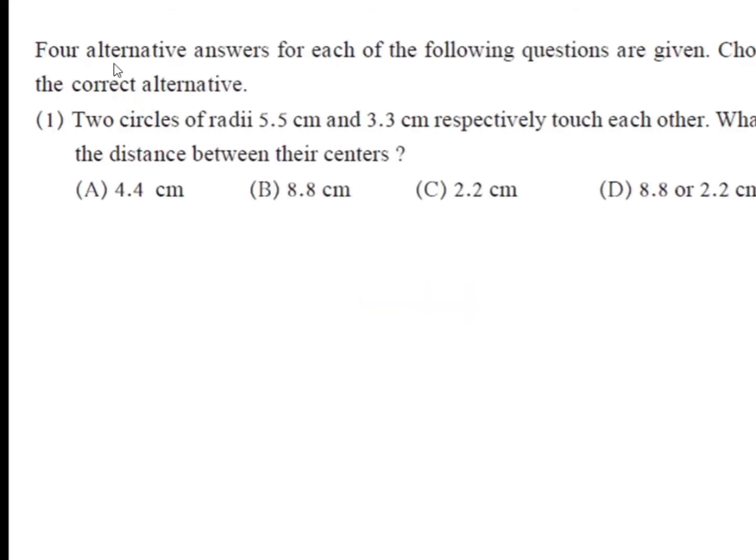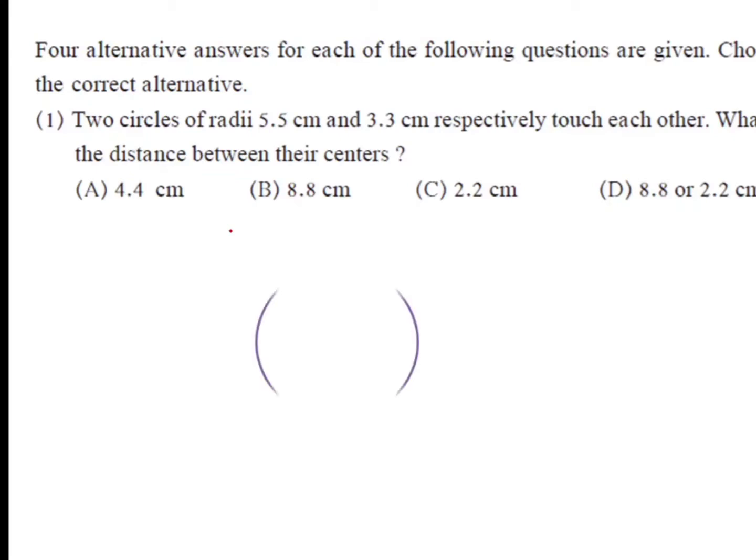The question is, four alternative answers for each of the following questions are given. Choose the correct alternative. The first question is, two circles of radii 5.5 centimeter and 3.3 centimeter respectively touch each other. What is the distance between their centers? The four alternatives are given: 4.4 centimeter, or 8.8 centimeter, or 2.2 centimeter, or option D, 8.8 or 2.2 centimeter. So we have to choose the correct alternative amongst these four.